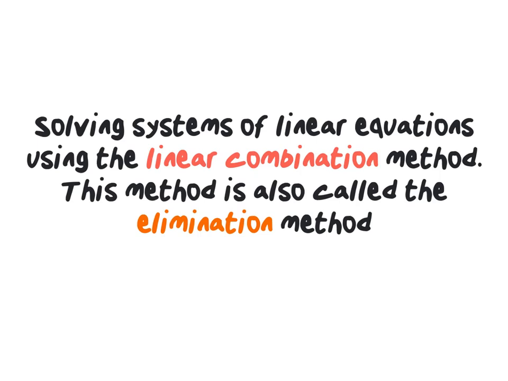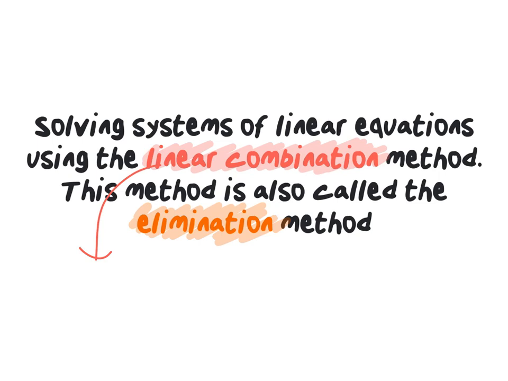So today's method for solving a system of linear equations goes by two names. We could call it the linear combination method, or at other times we might call it the elimination method. You need to know both. Both names help us remember something important, which I do want to make sure we're writing down right now.